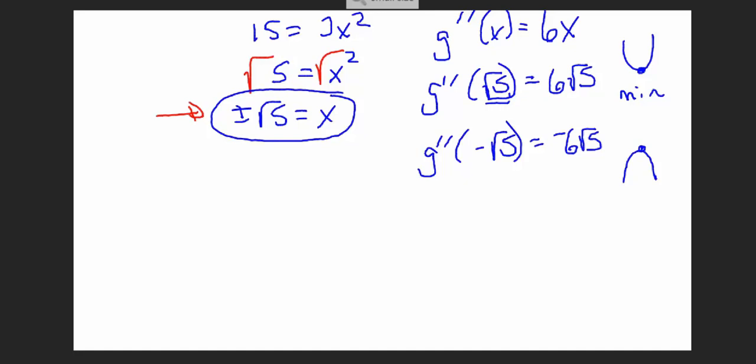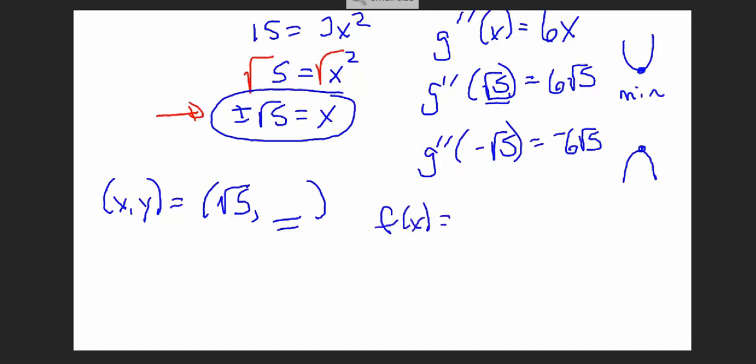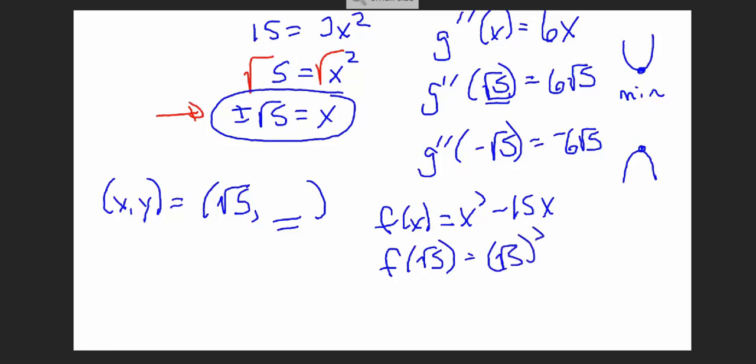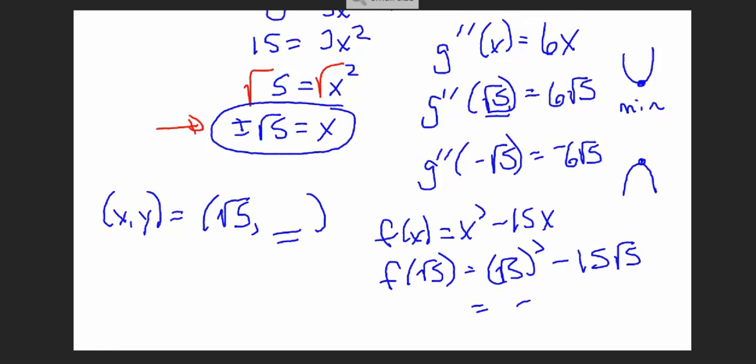I believe this problem asks us for the x and y values. So when x is positive square root of 5, we have to figure out the y value. Now remember, f of x was x cubed minus 15x. So I have to plug in the square root of 5 here. Now the square root of 5 cubed minus 15 times the square root of 5. The square root of 5 cubed is going to be 5, sorry about that, it's going to be 5 square root of 5 minus 15 square root of 5, which would be negative 10 square root of 5.